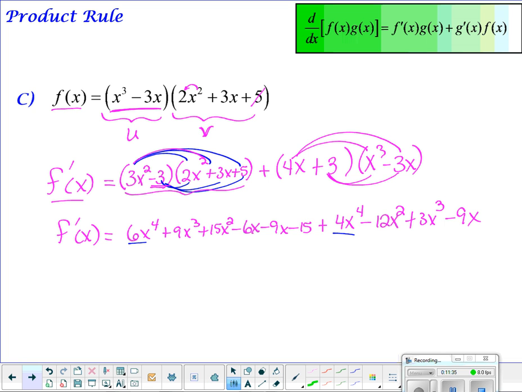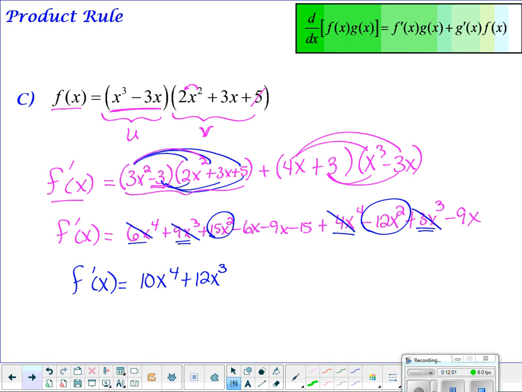So I am going to end up with f prime of x equals 6 plus 4 is 10x to the 4th. Got those done. I see some cubes, so I'm going to pick up my cubes. And I get 3 plus 9 gives me 12x cubed. Move on to the squared terms. I have 15x squared and a negative 12, so a positive 3x squared.